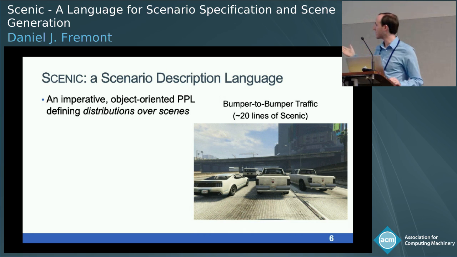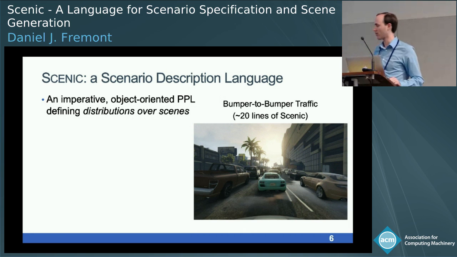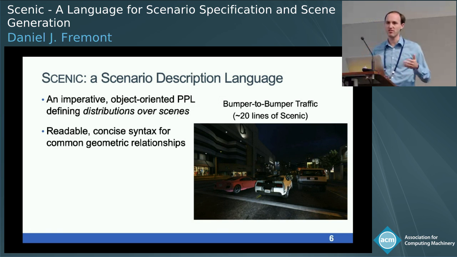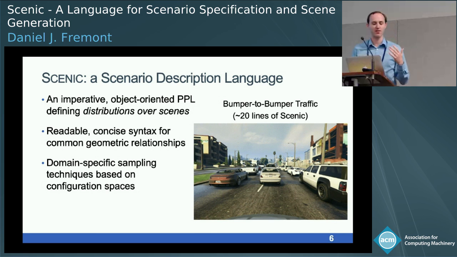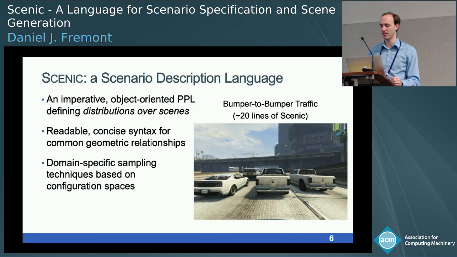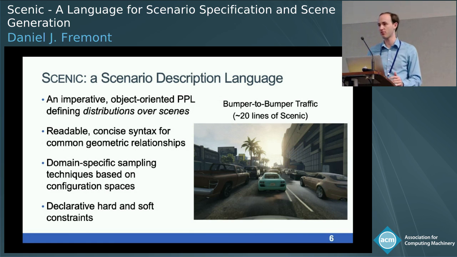And even a complicated scenario like this one, with a bunch of lanes of traffic and different cars, can be written quite concisely. It's only 20 lines of Scenic, because Scenic provides readable, concise syntax for common geometric relationships. Furthermore, that domain specificity enables specialized sampling techniques based on configuration spaces that I'll talk about a little bit later. But like a general-purpose probabilistic programming language, Scenic allows you to impose declarative hard and soft constraints. So it's easy to rule out, for example, two cars intersecting each other.